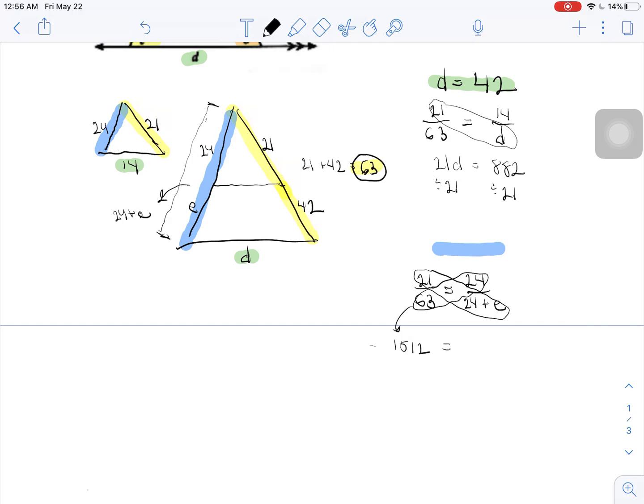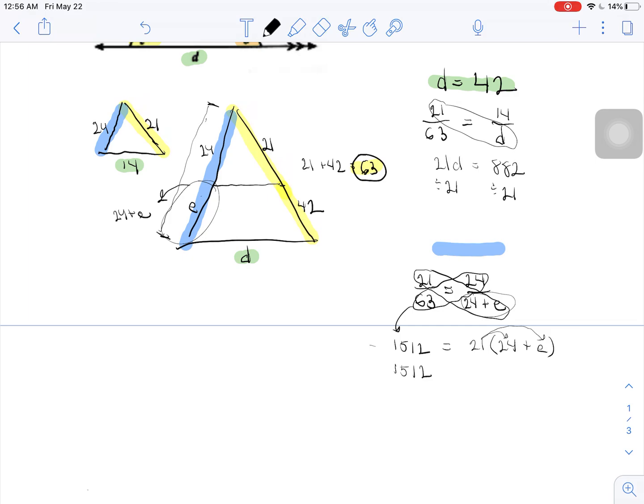When I multiply this way, I have to be careful though, and I'm actually going to write this out in 2 steps. So this 24 plus e, that whole thing has to get multiplied by 21. So what you're going to end up doing is a little bit of distributive property there, because the 24 has to be multiplied by the 21 and the e has to be multiplied by the 21. So when you've got a 2-part thing where you're missing part of a side like this, it's going to introduce a little bit more complexity into your proportion, but a little bit of distributive property solves the problem.